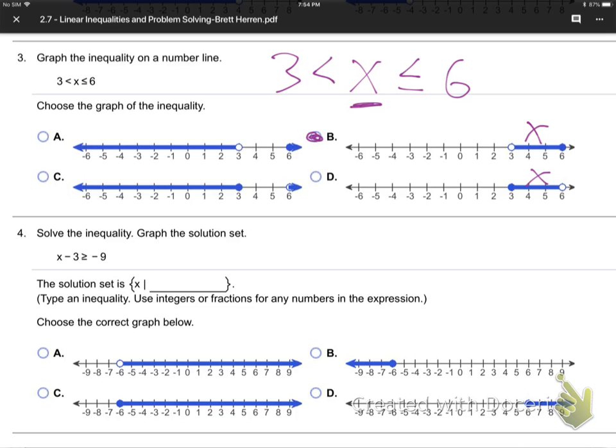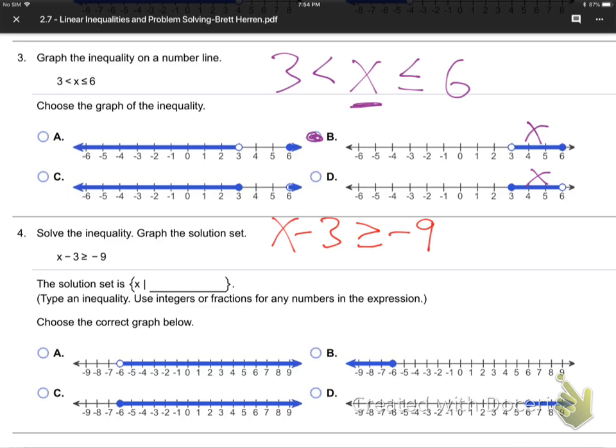We good? Now, how about number 4? Can you do number 4? Let me make it a little bigger here. Change the color up a little bit. X minus 3 greater than or equal to -9.